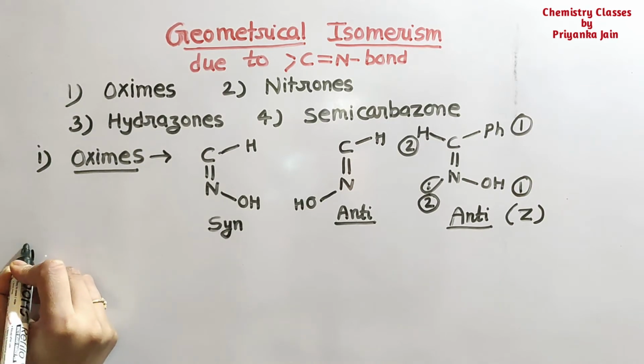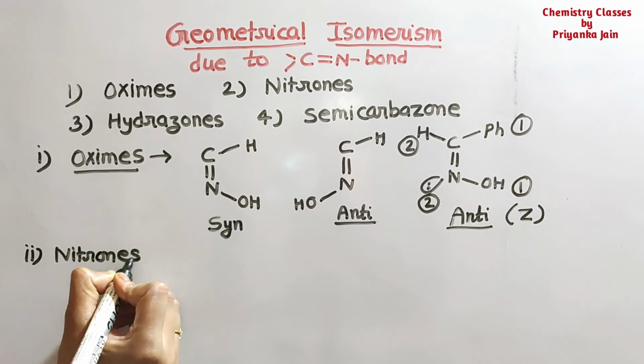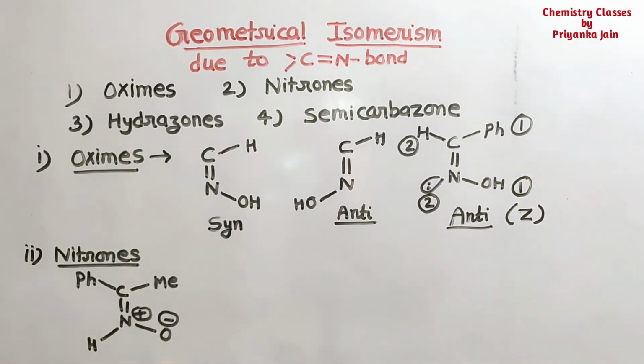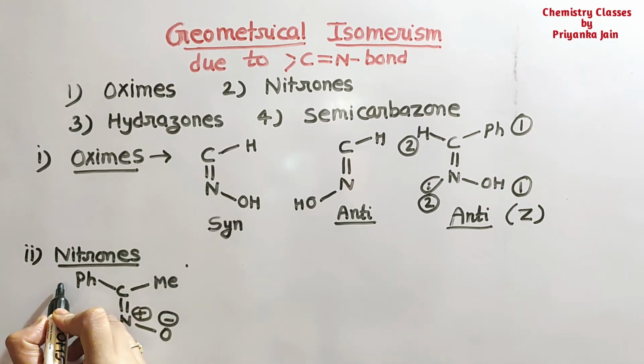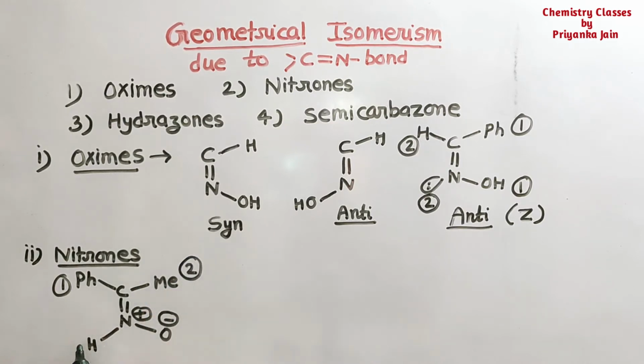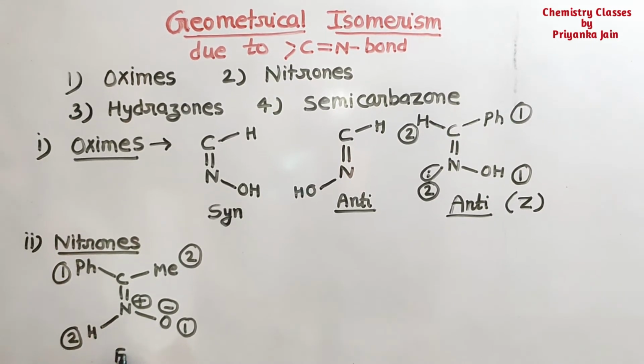Similarly, see another case, the case of the nitrones. One example of each case you should see here. In this case you have to decide the priority and use the E and Z nomenclature. Here the first priority will be for this phenyl group and second priority for this methyl group. Similarly here the first priority will be for this oxygen and second priority for this hydrogen. So this is actually called E-nitrone.